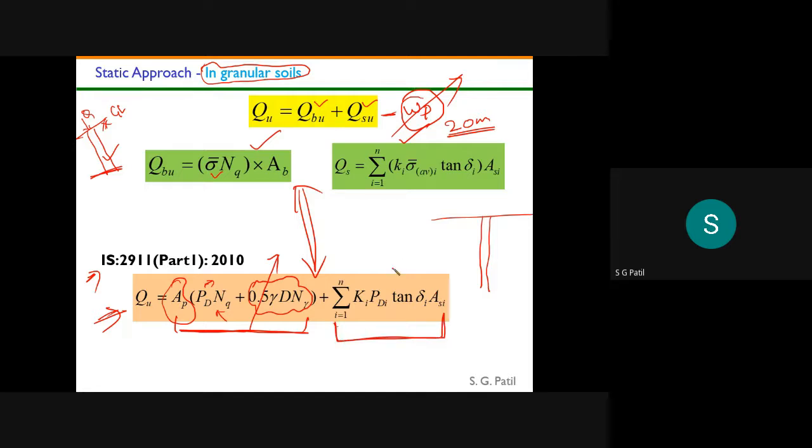So this shaft resistance part is here. You see, K into sigma bar into tan delta. Okay, so K into PDI. PDI is nothing but your sigma only. Overburden pressure into tan delta into surface area.